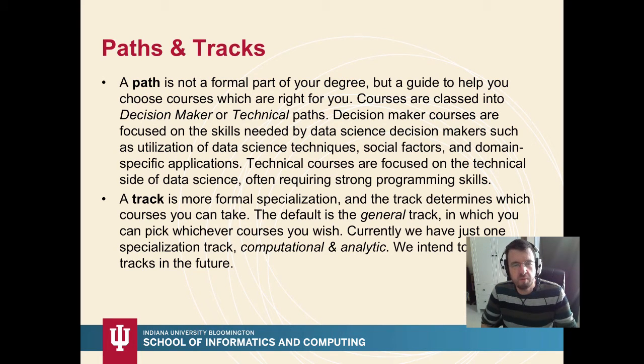A track is a more formal specialization. For all intents and purposes, pretty much everybody right now is on what we call the general track, but we are working to build specializations through the data science program. We have one right now called computational and analytic, which is a very highly technical, computer science oriented track through the program. These are really constraints on courses that allow a kind of pre-package of courses for a particular specialization. We are hoping in the future to add more tracks to that. But if you're confused, then don't worry, you'll be on the general track as your default, and paths are just about finding the right path for you through the degree.